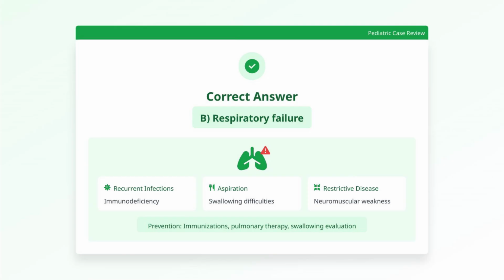Respiratory failure is the most common cause of mortality in ataxia telangiectasia patients. This results from a combination of recurrent respiratory infections due to immunodeficiency, aspiration due to swallowing difficulties, and restrictive lung disease from neuromuscular weakness. Preventive measures include aggressive immunization, pulmonary therapy, careful positioning during feeding, and swallowing evaluation to minimize aspiration risk.